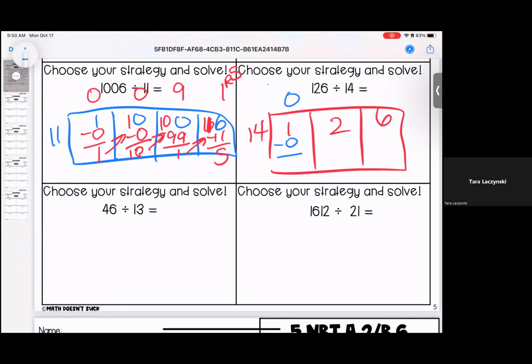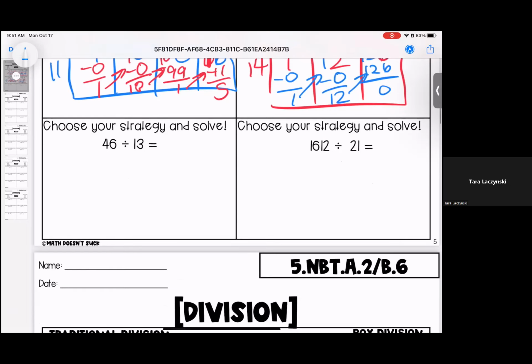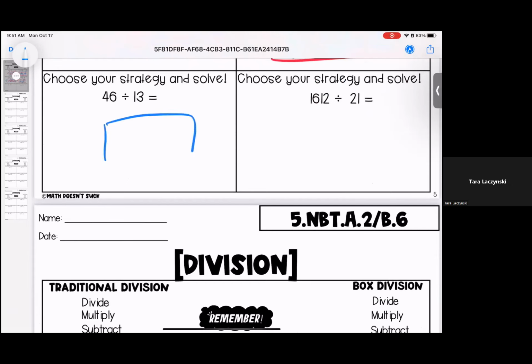Next one is 126 divided by 14. 14 does not go into 1. 14 does not go into 12, but it does go into 126. It is going to go into 126 9 times. Remember, 9 is the greatest option. We only have space for a one-digit number, and that actually goes in evenly. Final answer for this one is whole number 9.